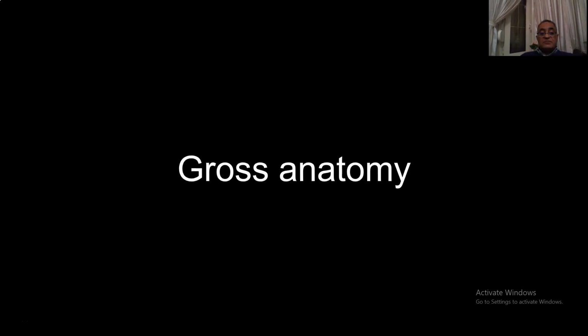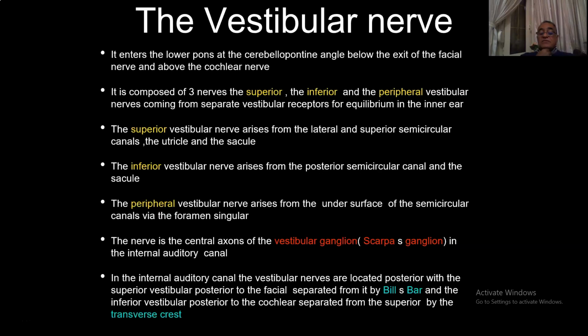Gross anatomy of the vestibular nerve. It is a sensory nerve, purely sensory. It enters the lower pons at the cerebellopontine angle, below the exit of the facial nerve and above the cochlear nerve. If you remember, at the root entry zone, we said MIFC, from anterosuperior to posteroinferior: the motor part of the facial nerve, nervus intermedius, then the vestibular and the cochlear, cochlear being the most anteroinferior.